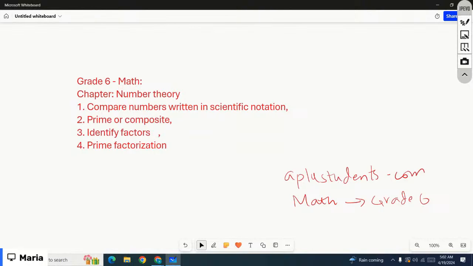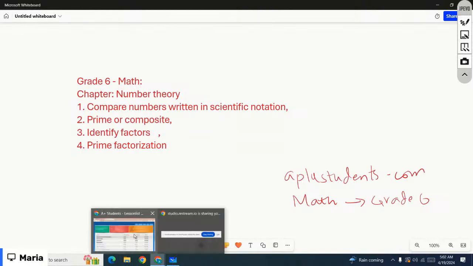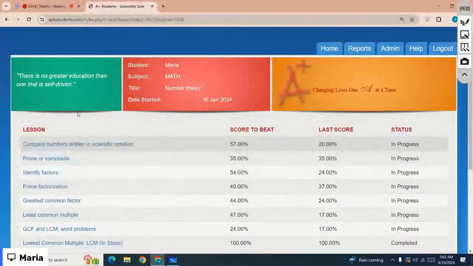We're going to start with chapter number 3. The lessons we're going to cover today are compare numbers written in scientific notation, prime or composite, and identify factors in prime factorization, right? Please make sure you have your notebook and pencil so that you can note down the important examples and definitions as well.